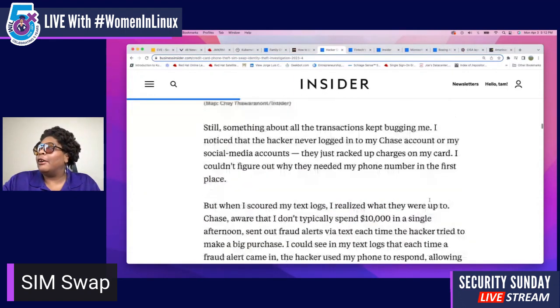Still, something about all the transactions kept bugging me. I noticed that the hacker never logged into my Chase account or my social media account. They just racked up charges on my card. I couldn't figure out why they needed my phone number in the first place.